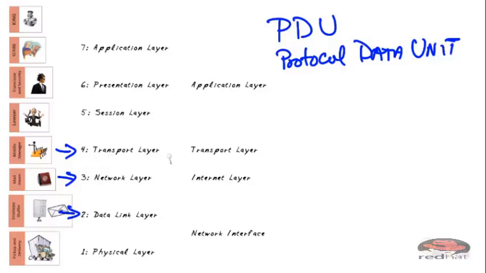At the transport layer, when the message comes down, in this case our HTTP request, when it hits the transport layer and it adds its header with the sequence numbers and so forth, they call the data at that layer a segment.